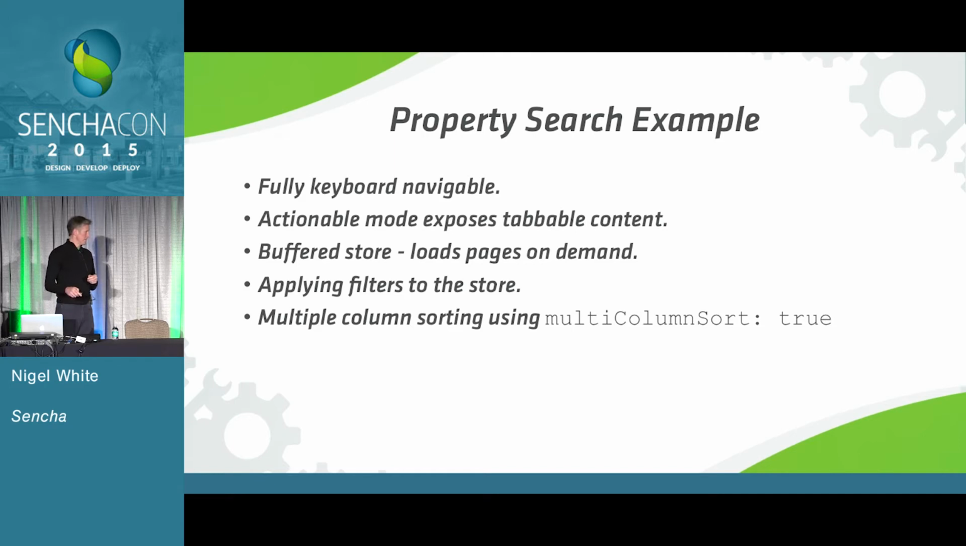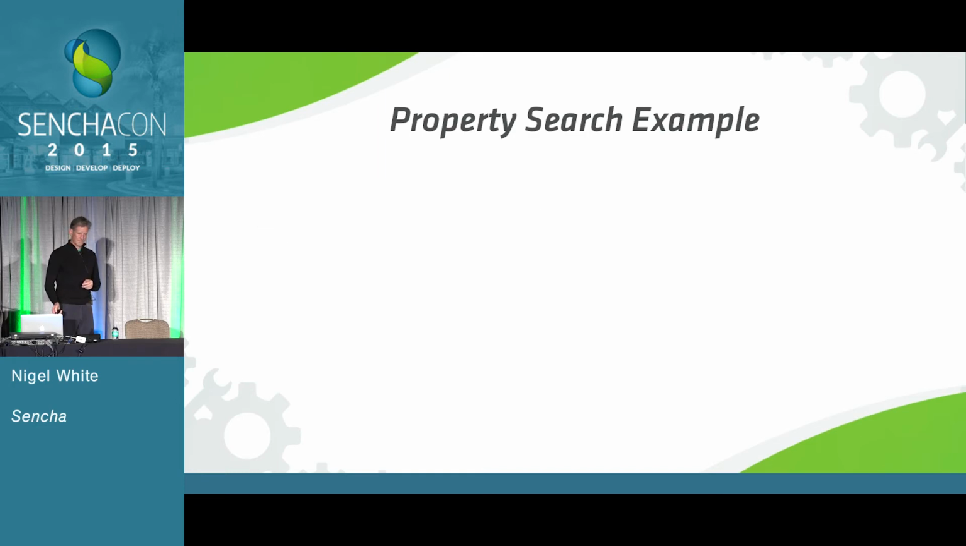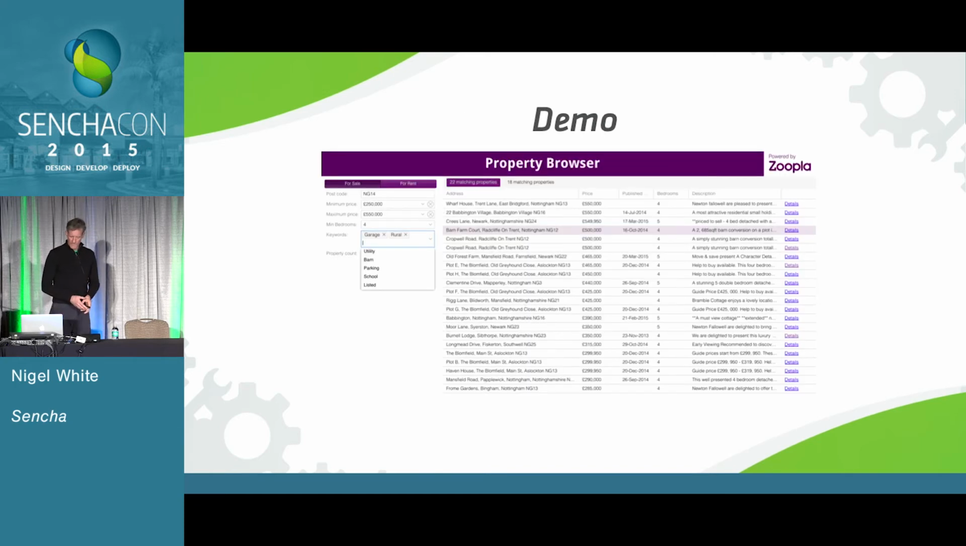And in EXTJS 5, you may not have noticed, but we introduced multi-column sort, so you can click on multiple columns and each one will add to the sort. It won't remove the previous sorted column. And you can see here it's themed using the new easy theming.